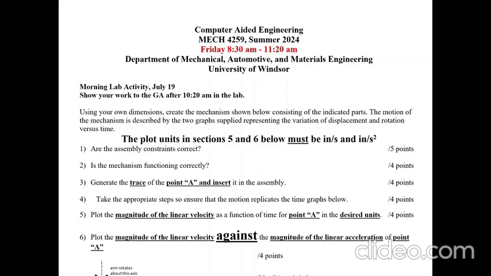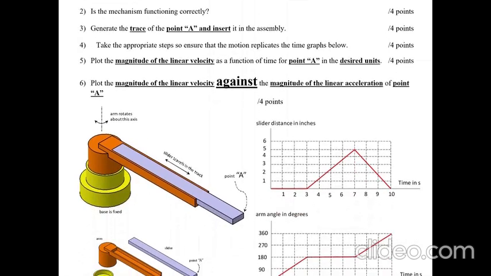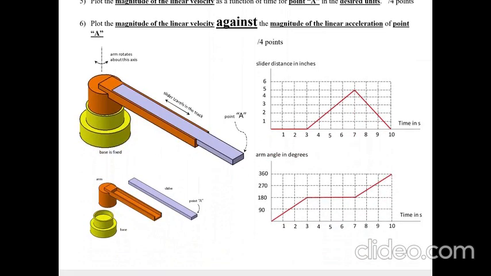Hello folks, this is the lab activity in lab number 10 for the morning session. It is taken from an old final exam and you are expected to generate this mechanism which involves two joints, a revolute joint and a prismatic joint, and introduce rules into it, which makes this mechanism follow the pattern of displacement and the angle that you see down here.